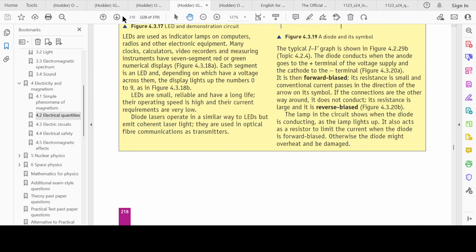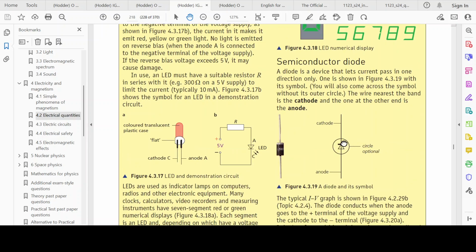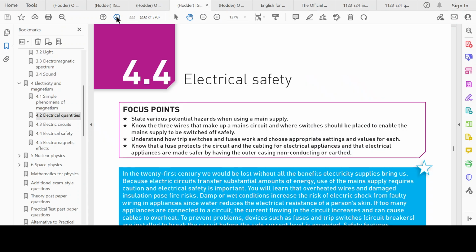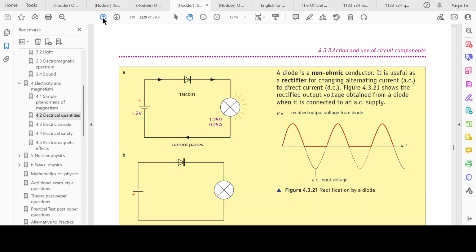Right, then two other things to talk about are the light emitting diode and the semiconductor diode, and then we'll be done with 4.3 as well. So the next time we can talk about electrical safety. Right, so let's do this as well.